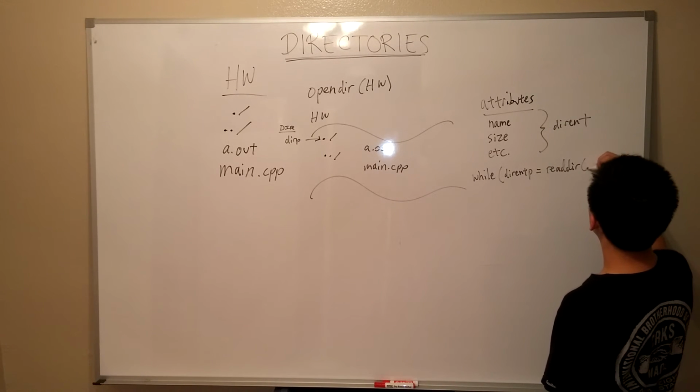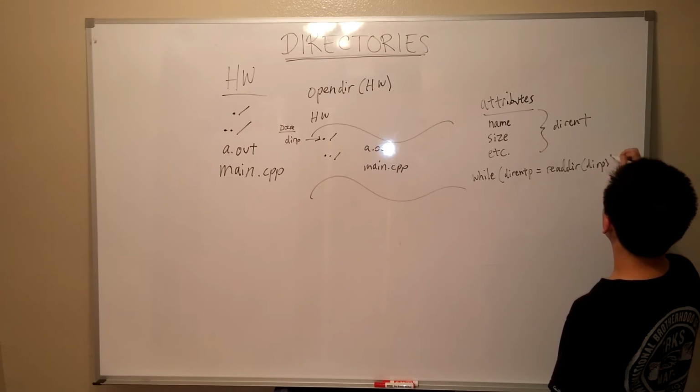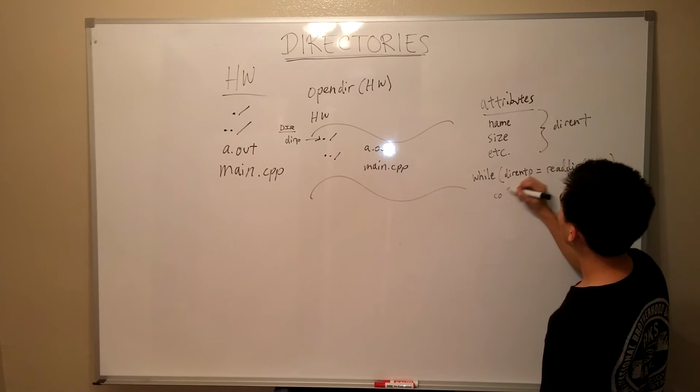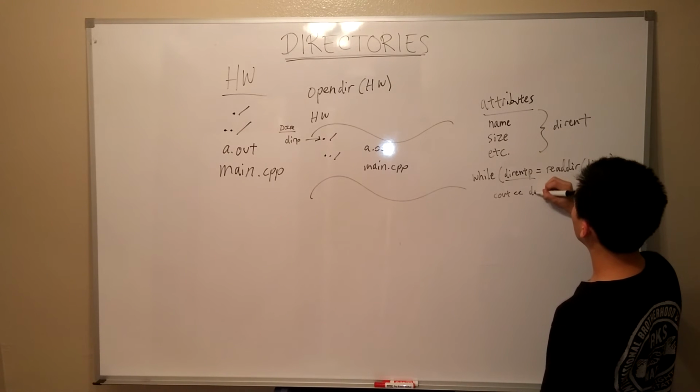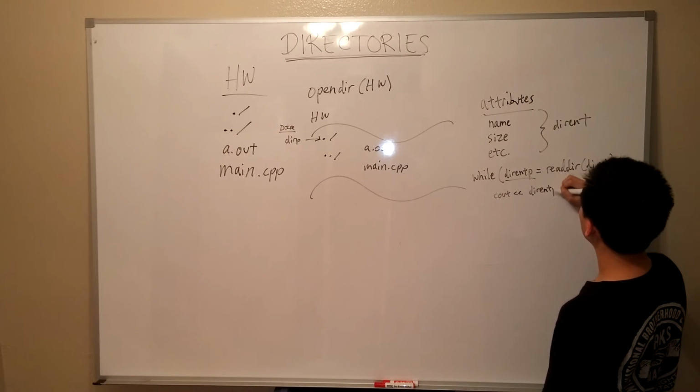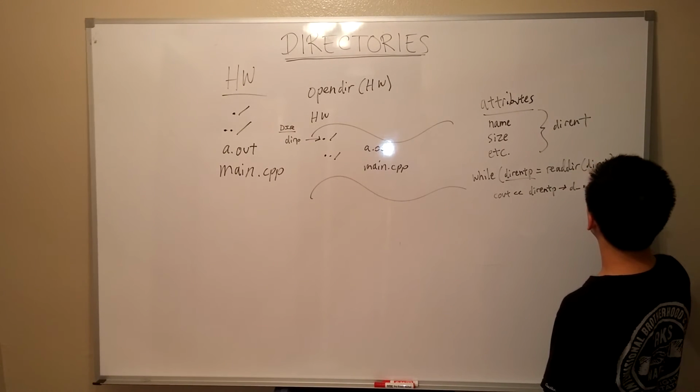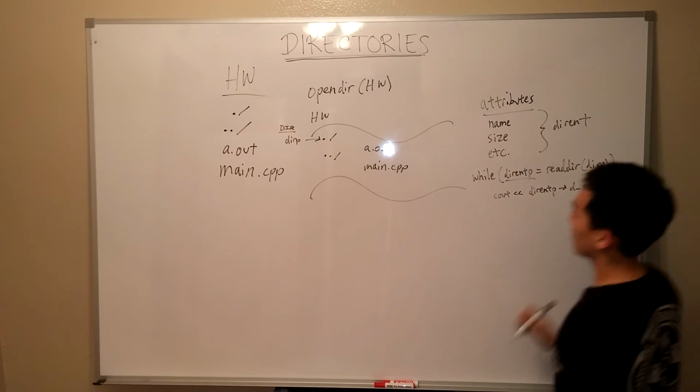So in our case, when we call readdir on derp, readdir returns a dirent pointer, which we store in direntp, giving us access to the file's attributes. At the same time, readdir also repositions the directory stream pointer to the next entry in the stream.